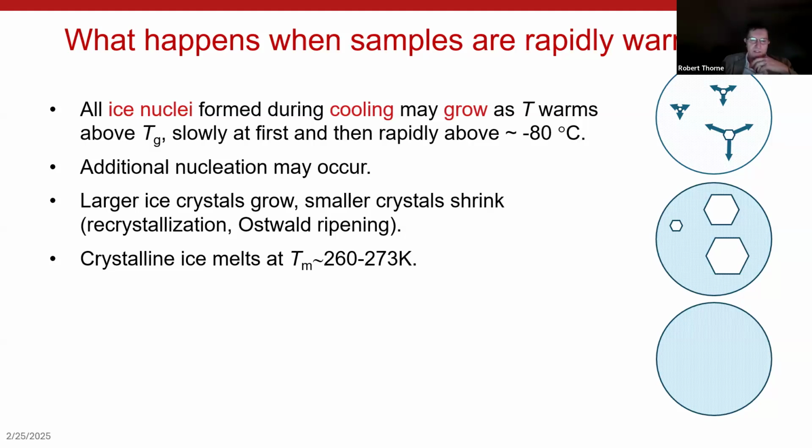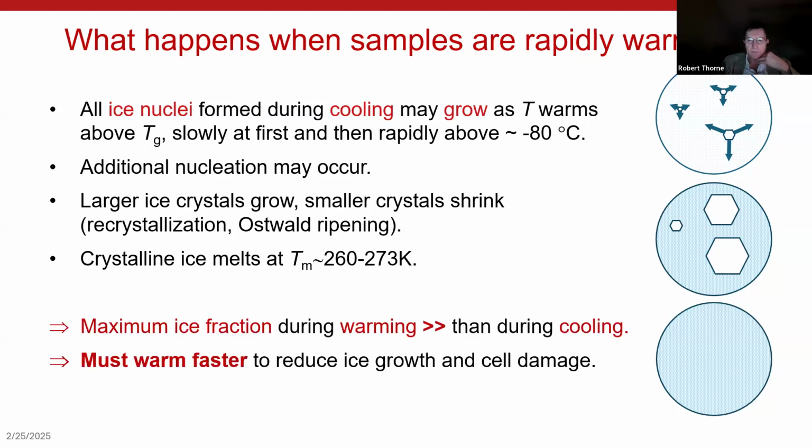That makes it a lot harder to see in cryopreservation practice. So the bottom line here is that at typical cooling and warming rates that are used today, the maximum ice fraction is going to be a lot larger during warming than what forms during cooling. And if you want to do something about that, you have to warm a lot faster than we currently do.